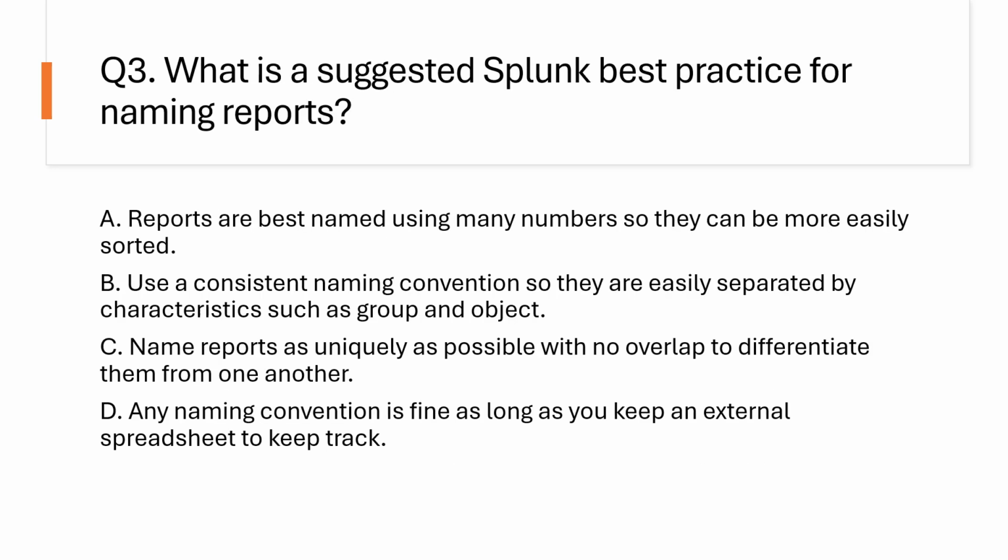Question 3. What is a suggested Splunk best practice for naming reports? A. Reports are best named using many numbers so they can be more easily sorted. B. Use a consistent naming convention so they are easily separated by characteristics such as group and object. C. Name reports as uniquely as possible with no overlap to differentiate them from one another. D. Any naming convention is fine as long as you keep an external spreadsheet to keep track.